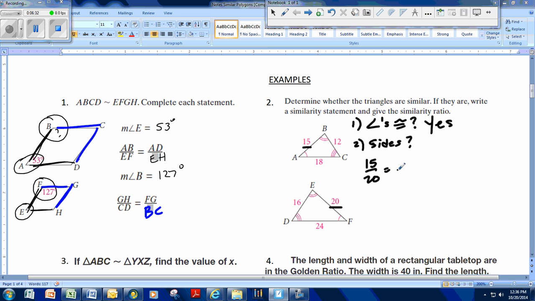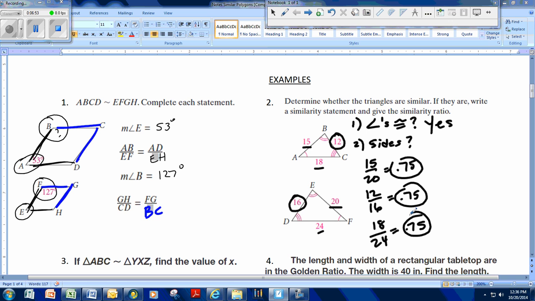So if I divide those two, I get 0.75. Okay. 12 matches 16. When you divide those two, you get 0.75 again. And finally, 18 matches 24. So 18 divided by 24 is 0.75. Notice all of these are the same. That means the sides are proportional. Now 0.75 as a fraction is 3/4. So 3/4 is our similarity ratio.